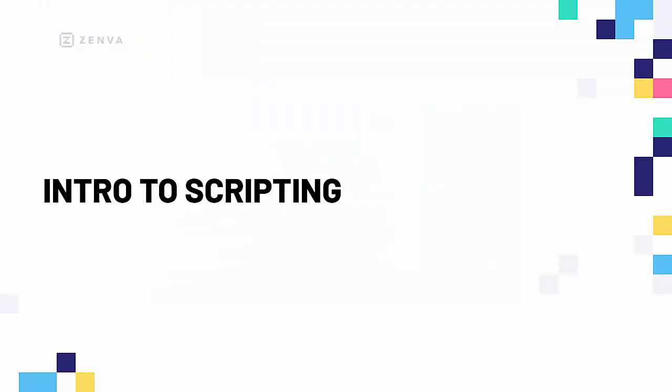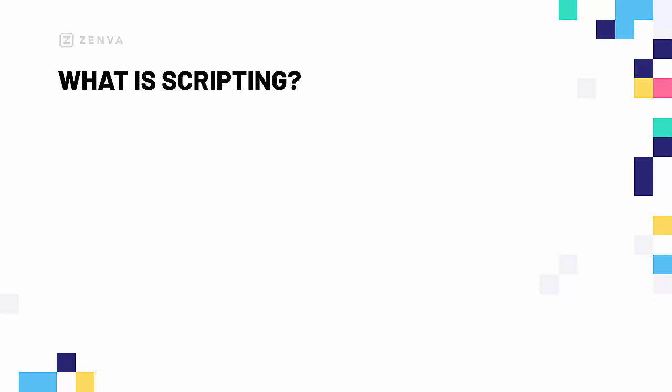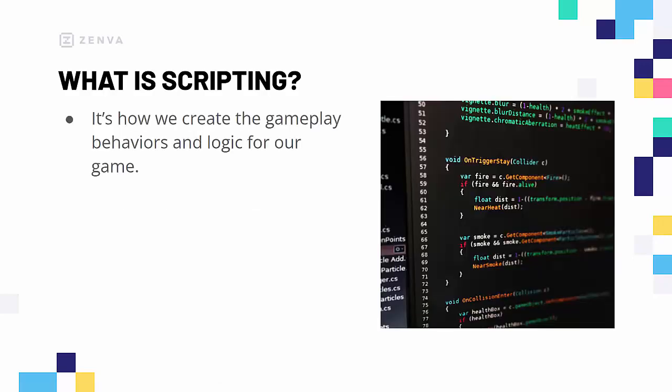Hey everyone, in this lesson we are going to have an introductory look into scripting. Now, scripting is a very important part of the Unity game engine, and it's basically what allows us to create our games. So, what is scripting? Well, basically it's how we create the gameplay behaviors and logic for our games. Now, scripting can also be known as coding or programming.